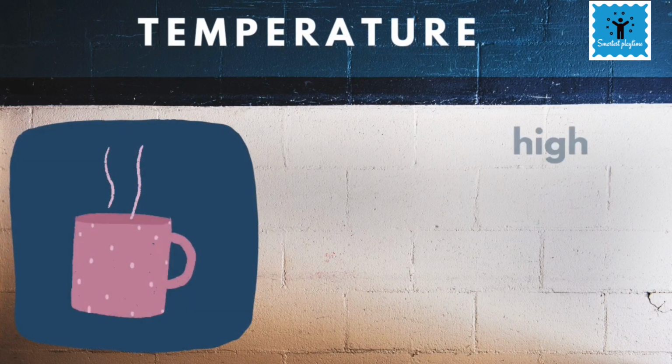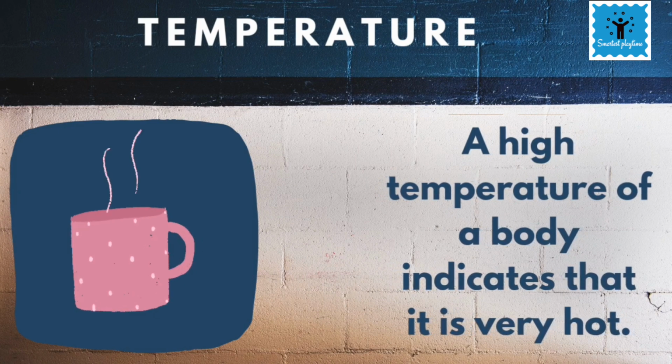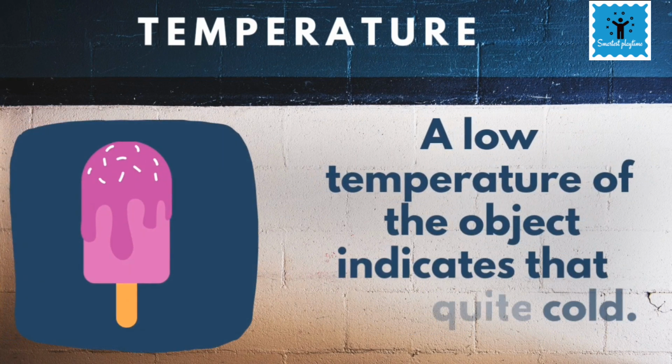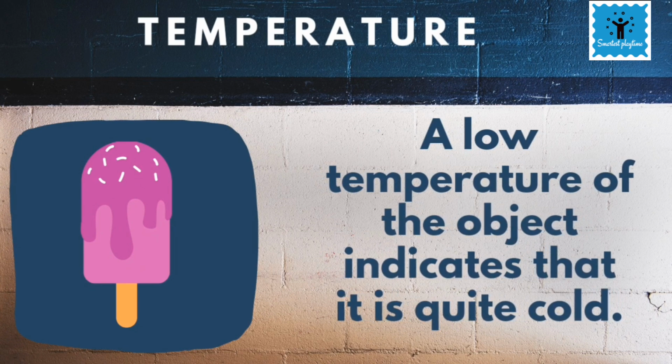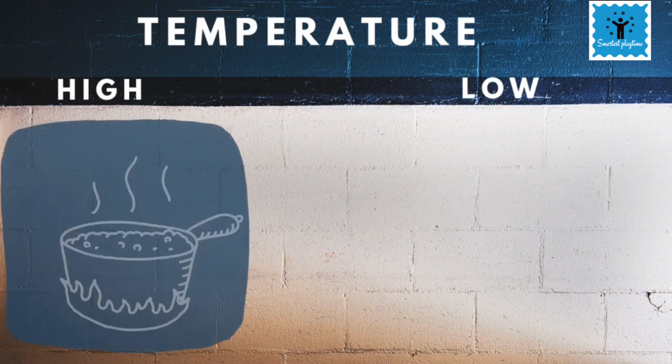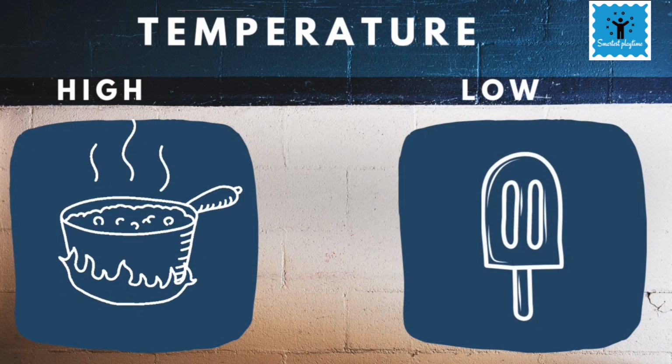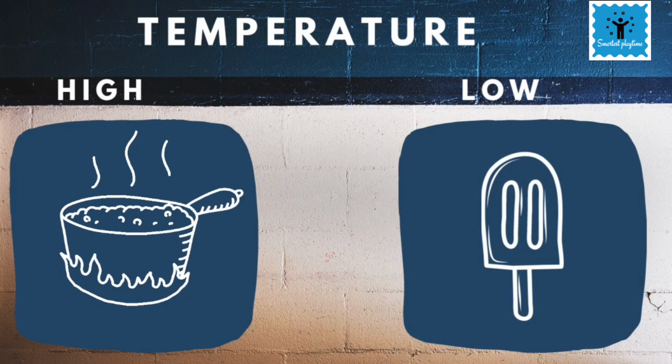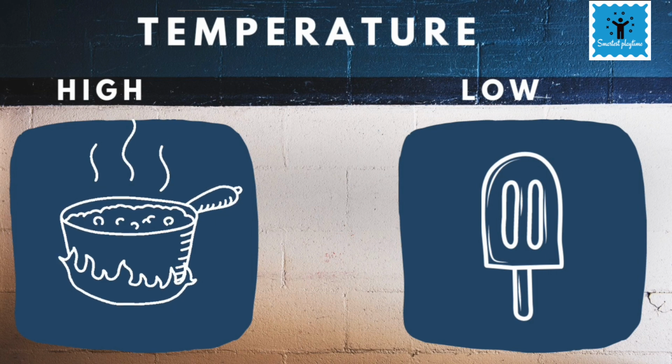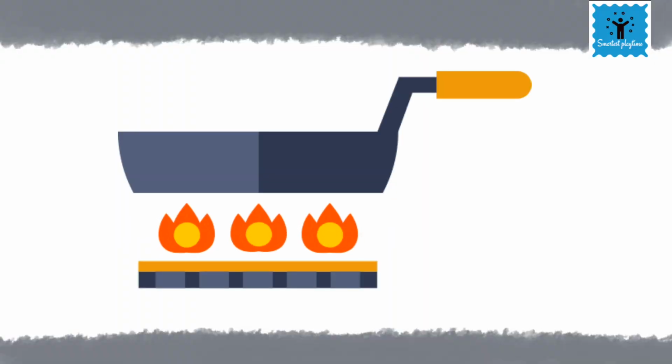A high temperature of a body indicates that it is very hot, whereas a low temperature of the object indicates that it is quite cold. For example, the temperature of boiling water is quite high, so boiling water appears to be very hot. On the other hand, the temperature of melting ice is quite low, so ice appears to be very cold on touch.